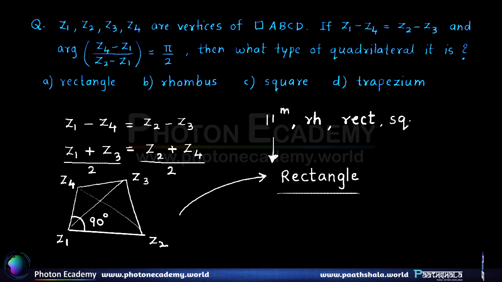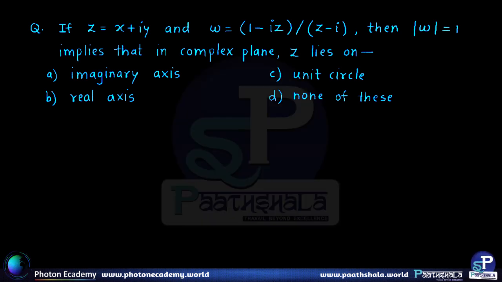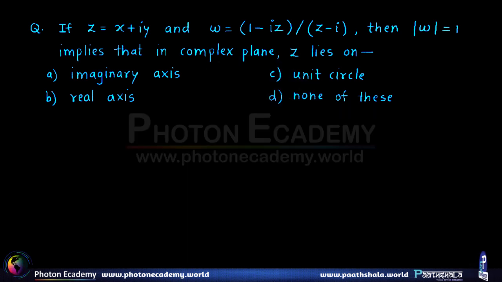Now let's see one more question. If z is equal to x plus iy and w is equal to (1 minus iz) whole upon (z minus i), then mod of w equal to 1 implies that in the complex plane z lies on the imaginary axis, real axis, unit circle, or none of these. So here we have to find out the locus of z, that is where does z lie, right?